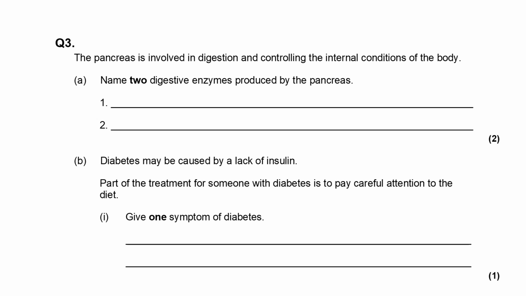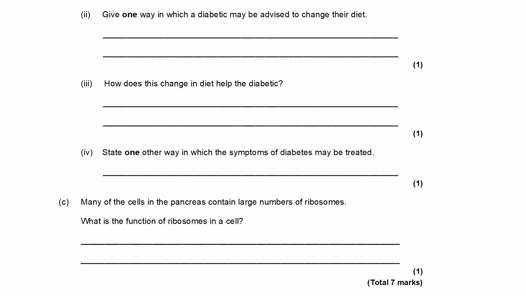Now, question 3. The pancreas is involved in digestion and controlling the internal conditions of the body. Name 2 digestive enzymes produced by the pancreas. So again, follow the 4-step process. It's 3 marks on this page, so you've got 3 minutes in total. You can press the pause button now and start your timer to answer the questions.